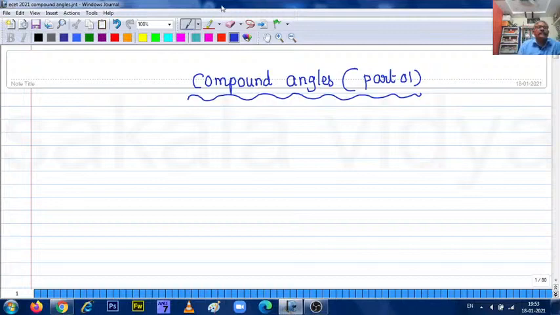Okay, first let us start our concept today. Okay, definitely, Jagu. It will be kept separate playlist itself only. Good suggestion.